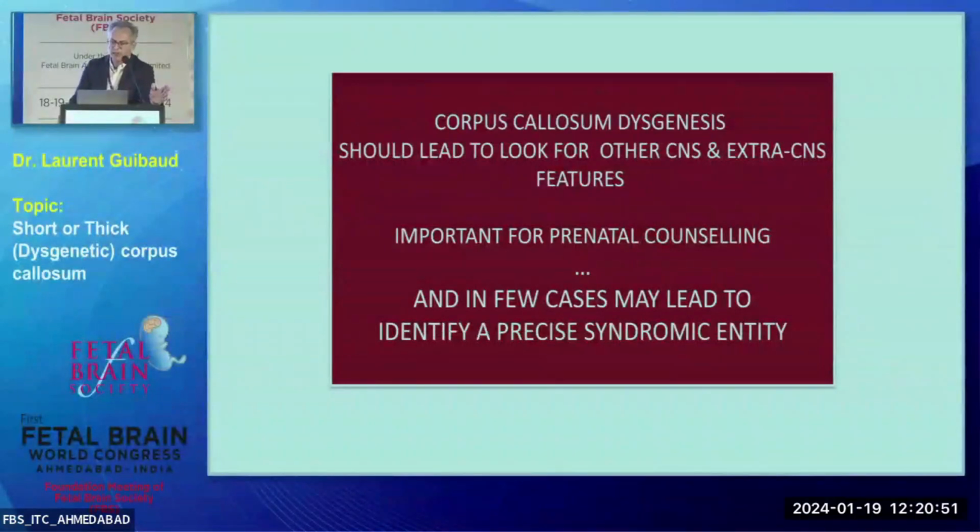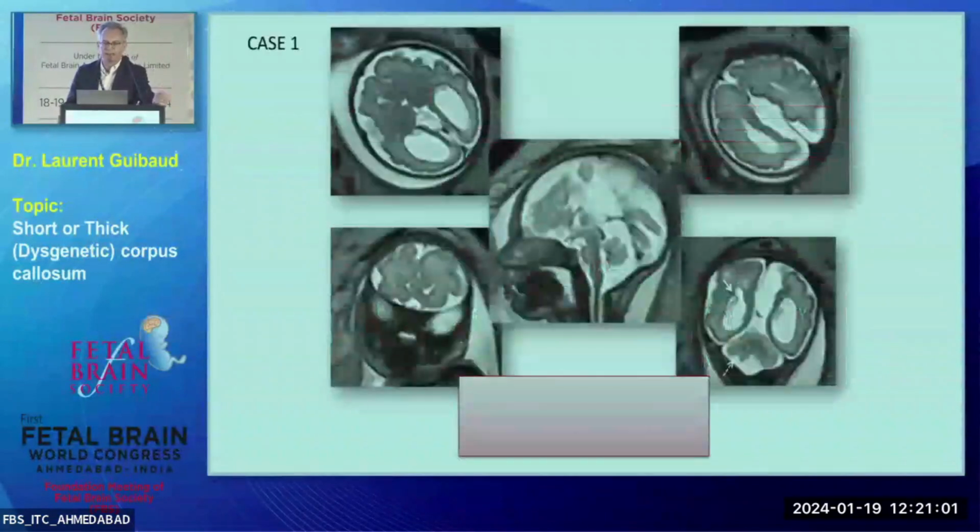And it's important for prenatal counseling. And in a few cases, this may lead to identifying a precise syndromic entity. I will show 3 cases like that. The first one, so I will do like Dr. Porti. In that case, there is complete agenesis with cyst. It can be complete. It can be dysgenesis in this syndrome.